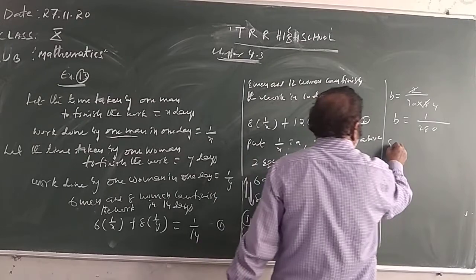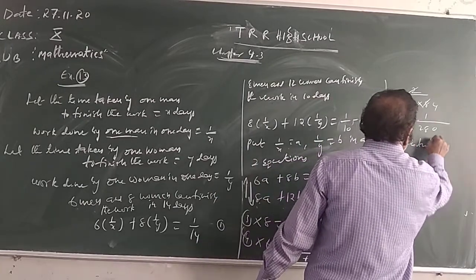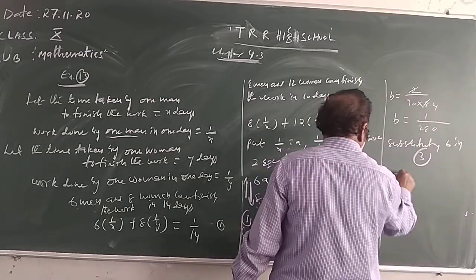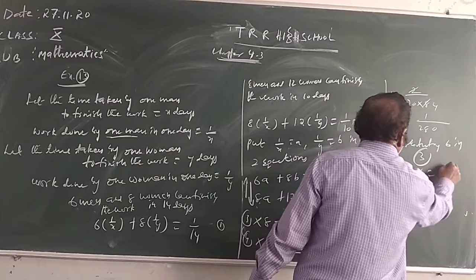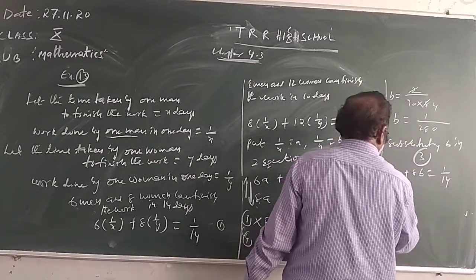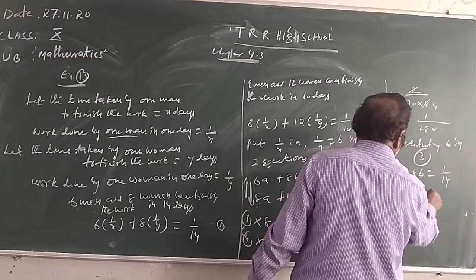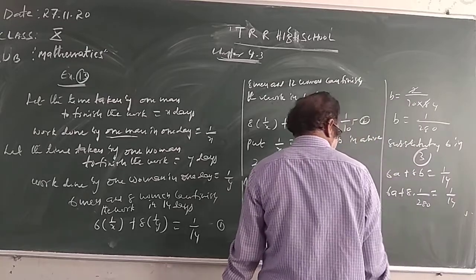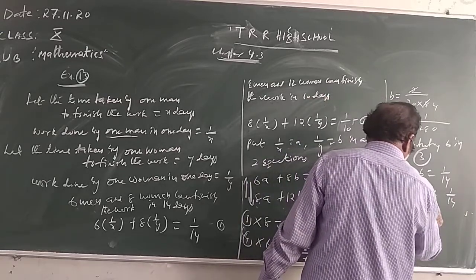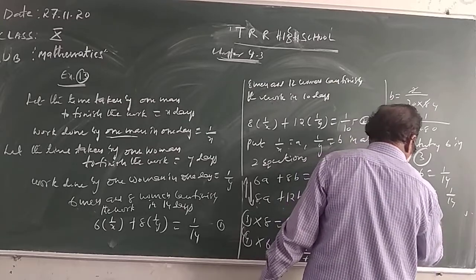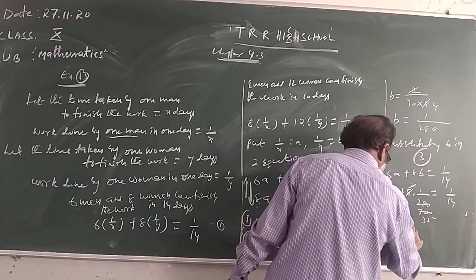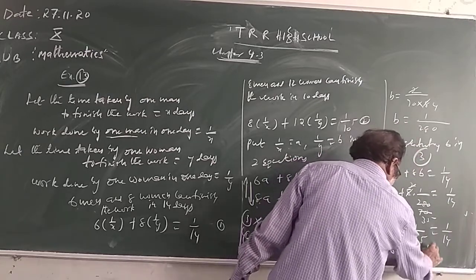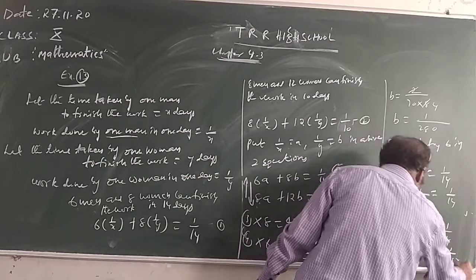So substitute this. Substituting b in the third equation. The third equation is 6a plus 8b equal to 1 by 14. 6a plus 8 into b, b is 1 by 280, is equal to 1 by 14. 4 2s are 4, 70s are 2, 1s are 35. 6a plus 1 by 35 is equal to 1 by 40. 6a is equal to 1 by 40 minus 1 by 35.